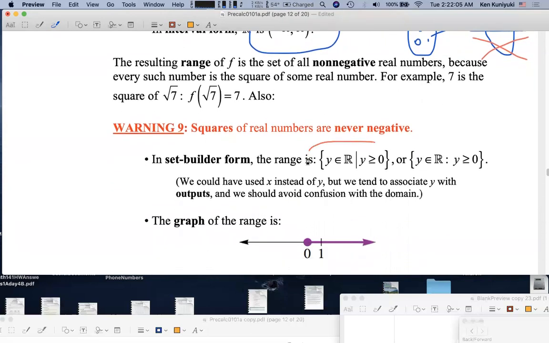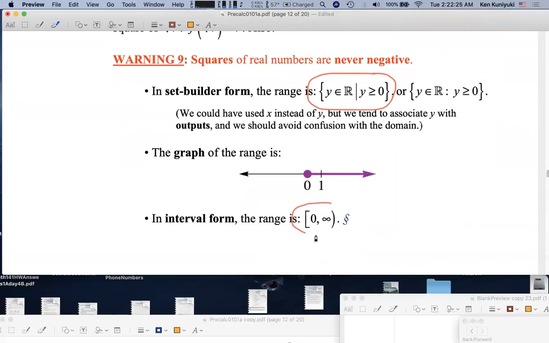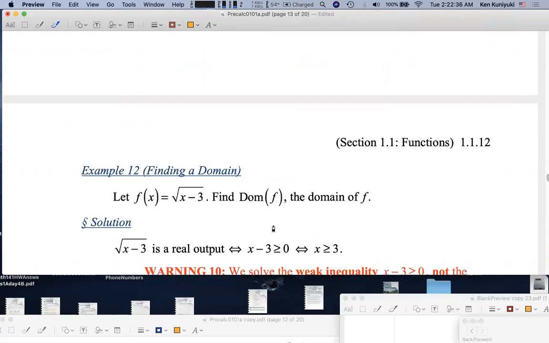Here's the range, the set of all y values in the reals such that y is non-negative. Since we associate range with y coordinates, I put y's here, but you can use any letters you want, as long as you're consistent. Here is the set of non-negative reals in interval form, bracket 0, infinity, parenthesis. Next up, we'll consider the domains of various functions.